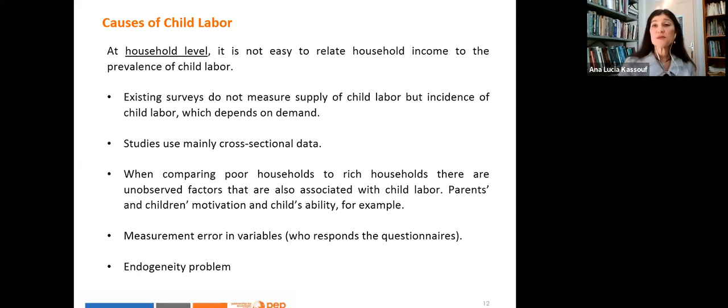There is also measurement error in variables because usually in household surveys, who responds to the questionnaire is the parents, like the mother or the father, never the child. And we don't know, but many times children's response would be different than parents' response in terms of child labor. Also endogeneity problems, those that are acquainted with econometrics know that this is a big problem. Is poverty causing child labor, or is child labor causing poverty?